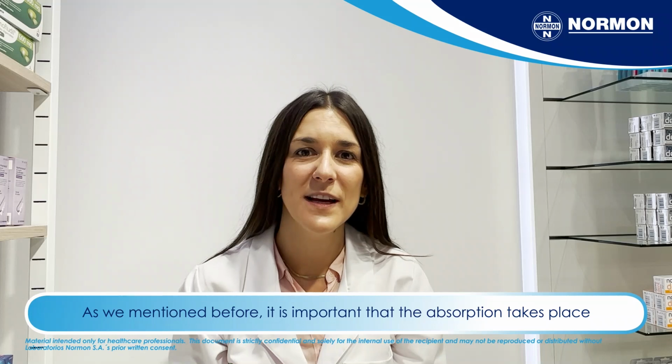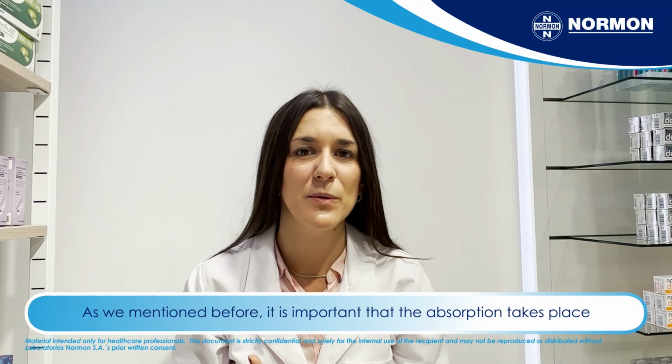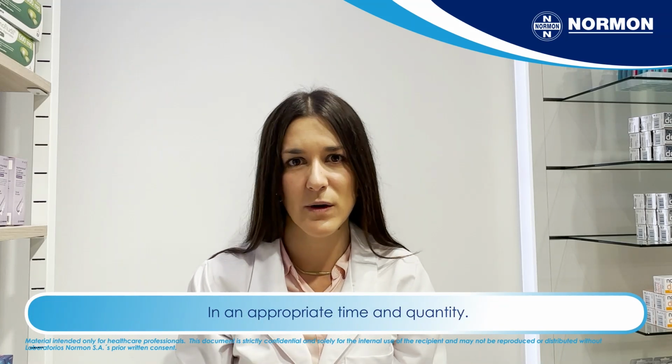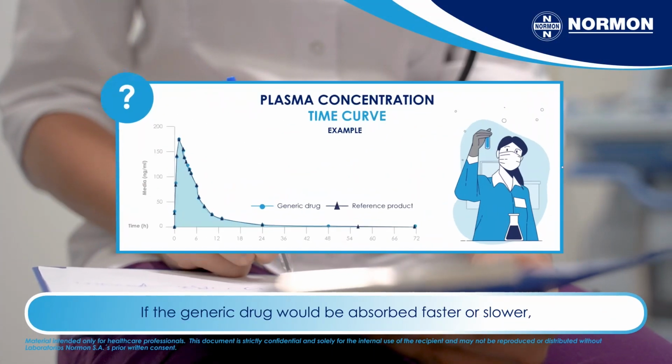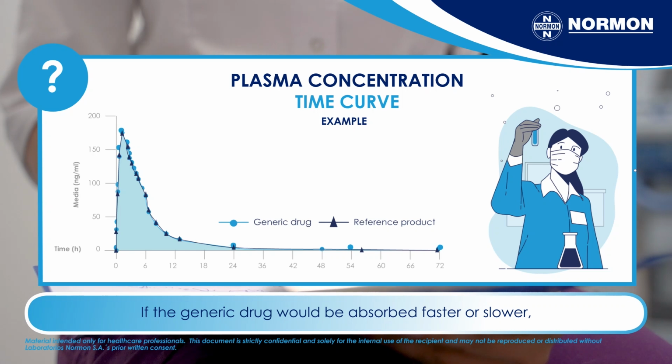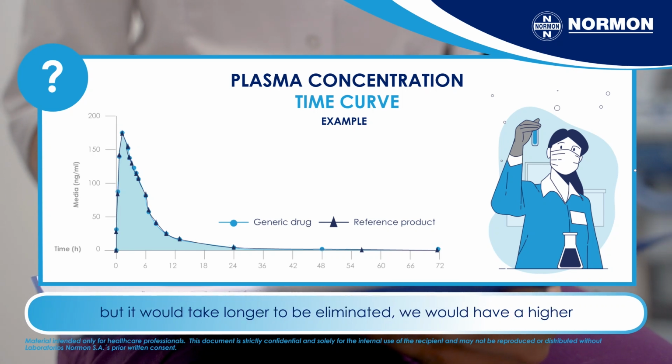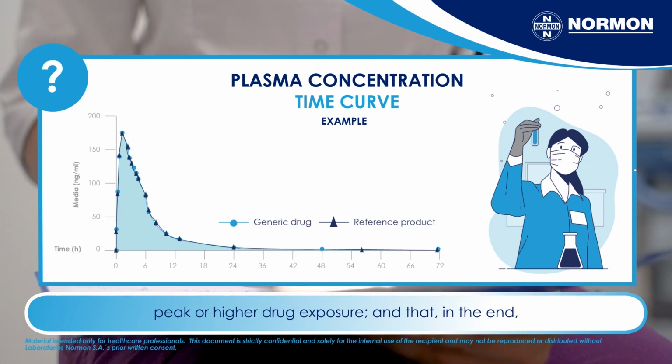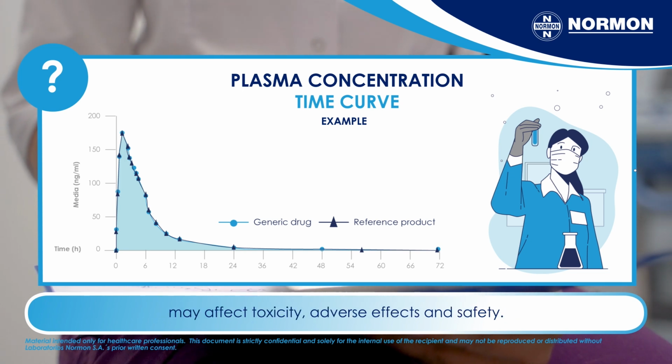As we mentioned before, it is important that the absorption takes place in an appropriate time and quantity. If the generic drug were absorbed faster or slower, or took longer to be eliminated, we would have a higher peak or higher drug exposure, and that, in the end, may affect toxicity, adverse effects, and safety.